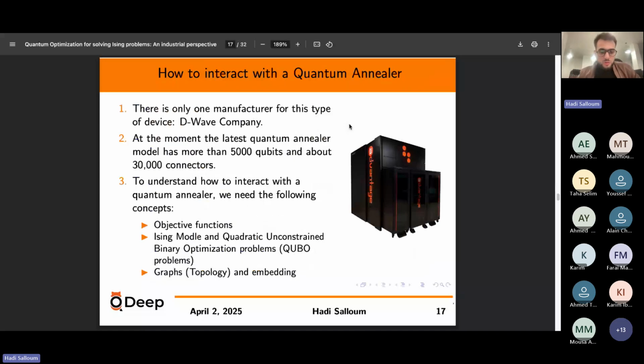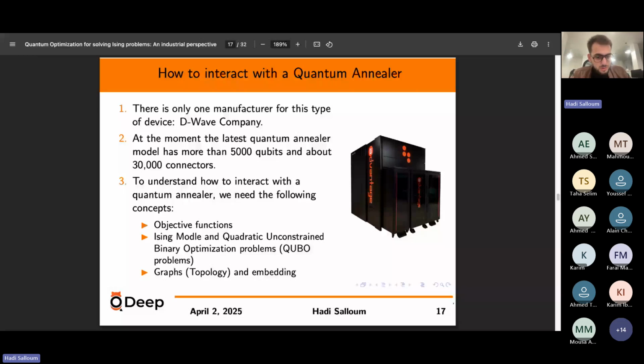So we will go right now to our main topic: how we can work with the quantum annealer. There's a famous company called D-Wave, and it is the only company that works in the quantum annealing direction. Not only, but it's the company that has really put a huge effort into producing a good quantum annealer. Right now they have 5,000 qubits and more, with about 30,000 connectors.